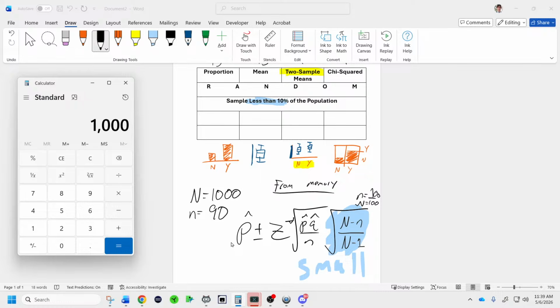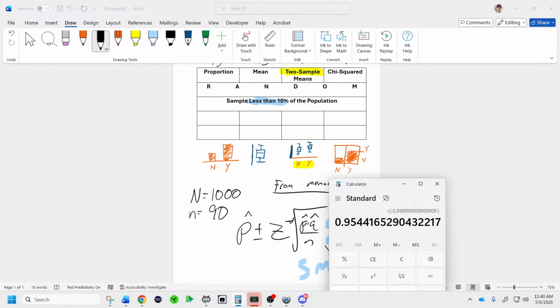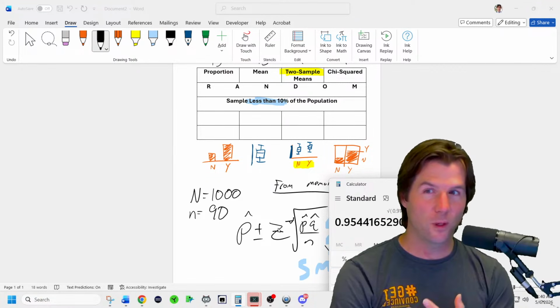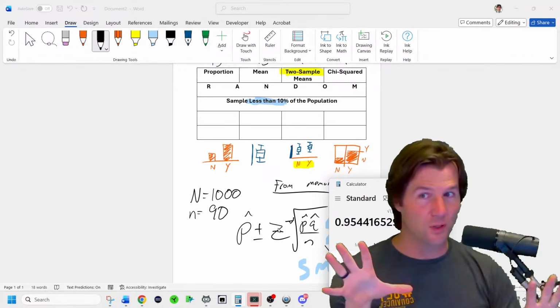So 1,000 minus 90 is that. Now we're going to divide this by 999, so we take this number and divide by capital N minus 1. Now we get the following, and we square root it. This is what we would correct our standard error by, which will change the interval. It will make the interval tighter, but it's not a lot. There's not a big difference between the way we do the calculations and the precise way.